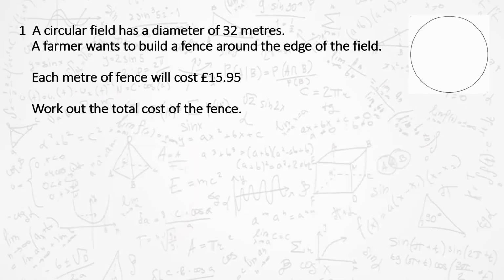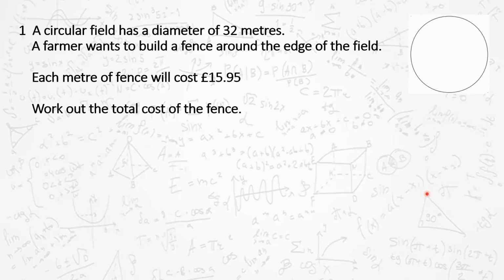Question 1. A circular field has a diameter of 32 meters. A farmer wants to build a fence around the edge of the field. Each meter of fence will cost £15.95. Work out the total cost of the fence.